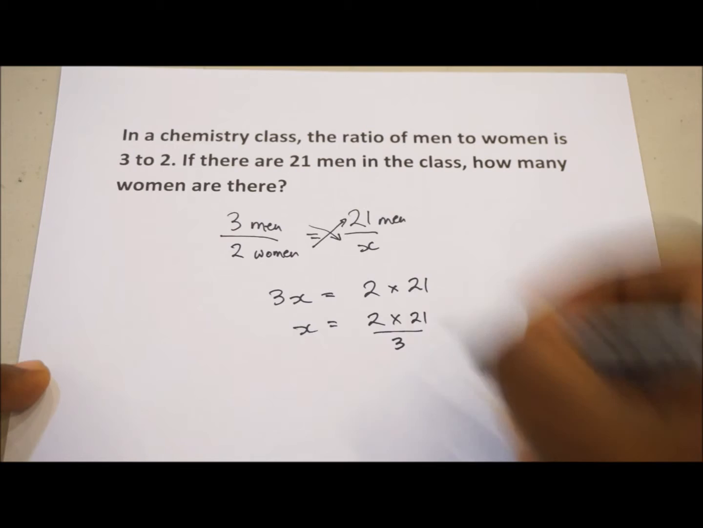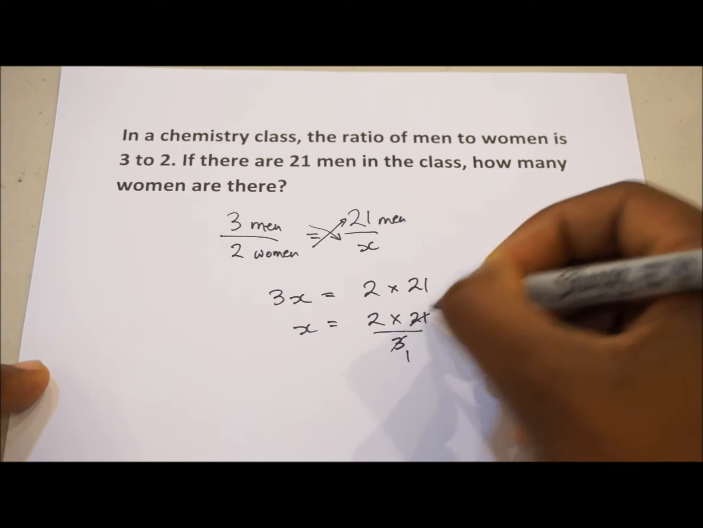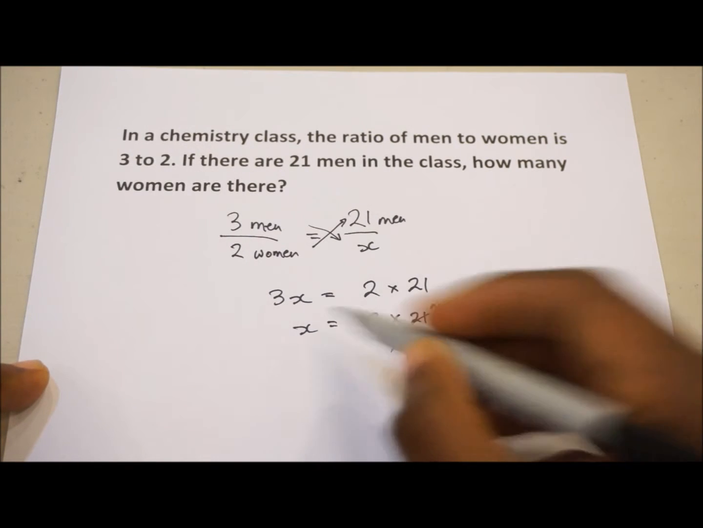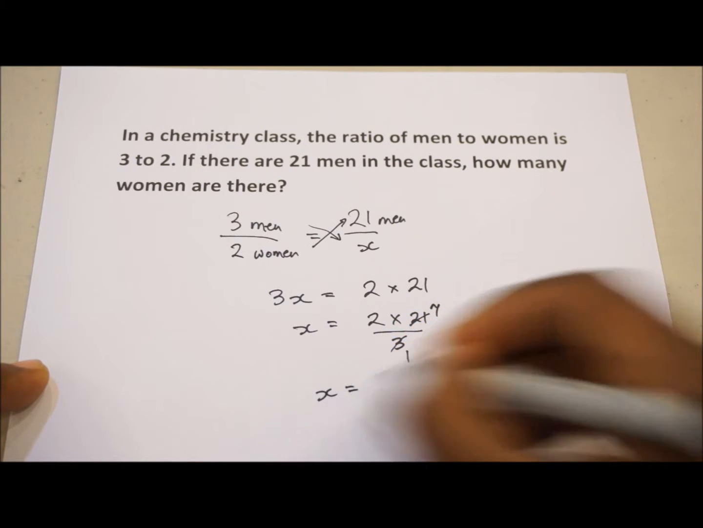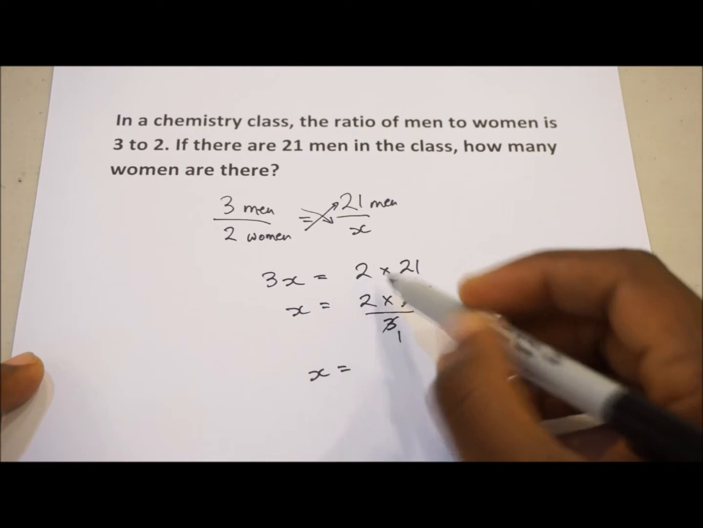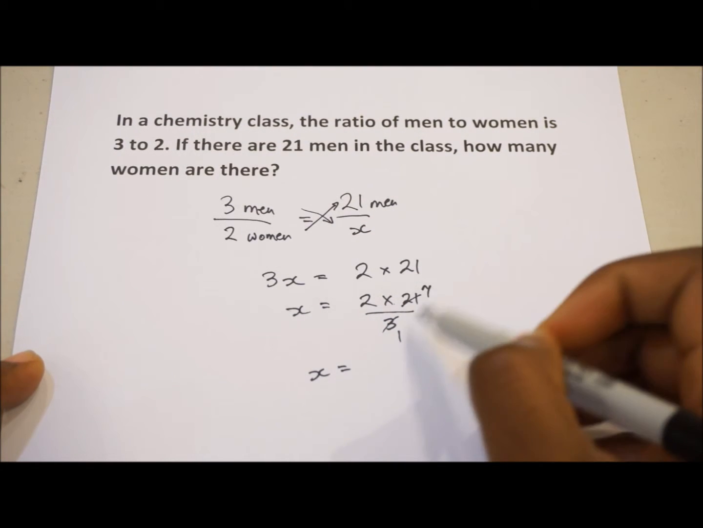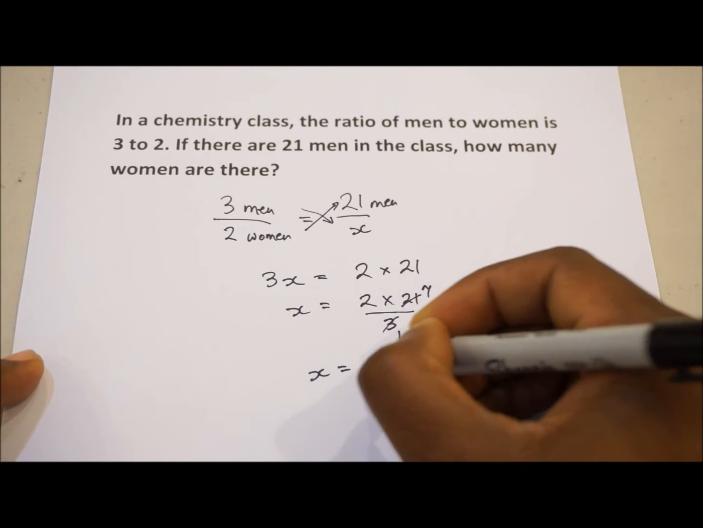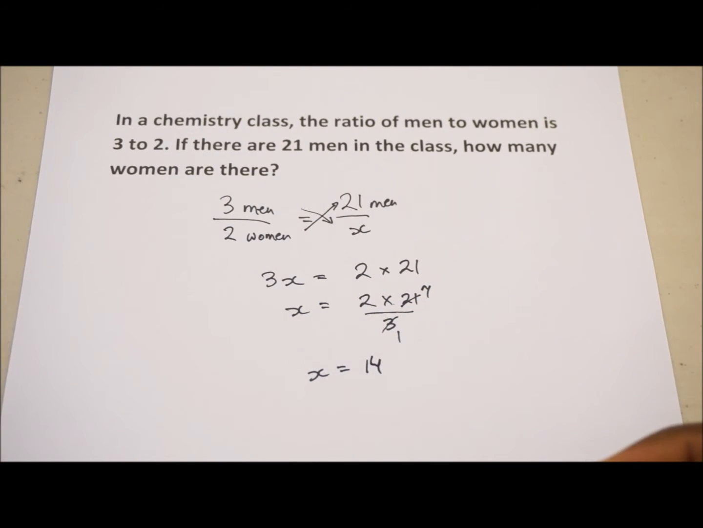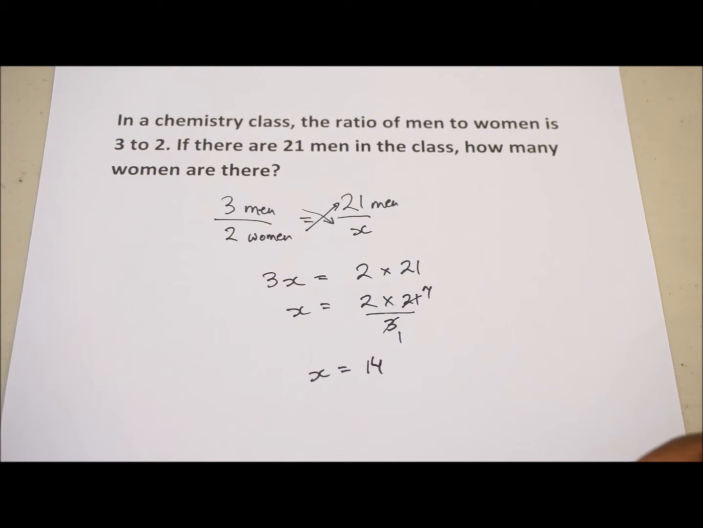From here I can cancel out. 3 into 3 goes once, 3 into 21 goes 7 times. Therefore, X is equal to 2 times 7 divided by 1, which is 14. Therefore, there are 14 women in the class.